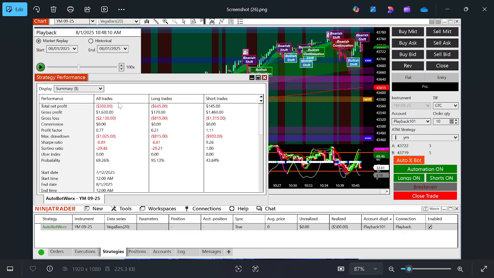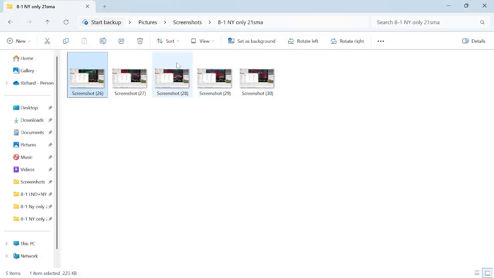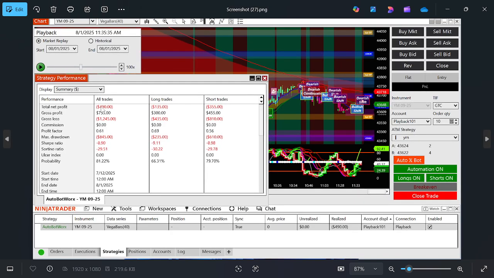Because on the 20, we hit our daily loss limit. Okay. I'm not sure how we got a max drawdown of $1,000 before hitting our daily loss limit there. Not real sure, but it is what it is. All right. And that was by 10:48 in the morning. We had hit our max. So let's take a look at the 40.